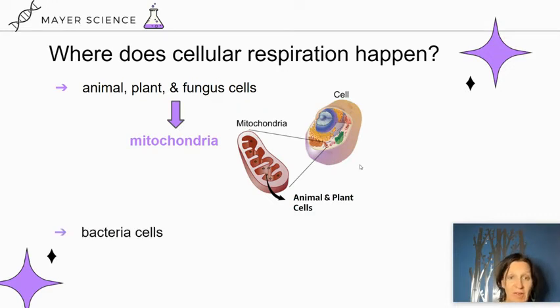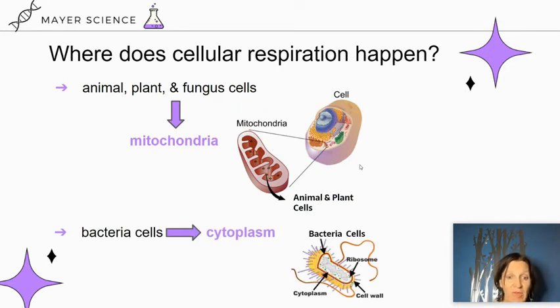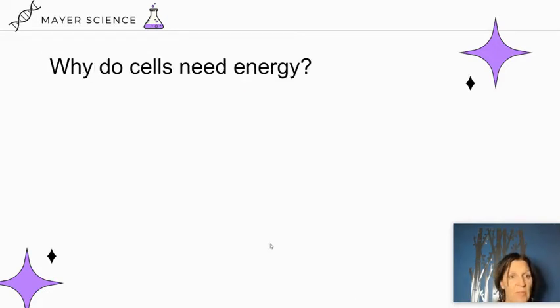In bacteria, cellular respiration actually happens in the cytoplasm, which is the liquid part of the cell. We can see cytoplasm when we look at different types of cells under our microscopes. Bacteria cells, it turns out, are much simpler than animal and plant and fungus cells, and so they don't actually have mitochondria. So that's why the cellular respiration takes place in the cytoplasm.